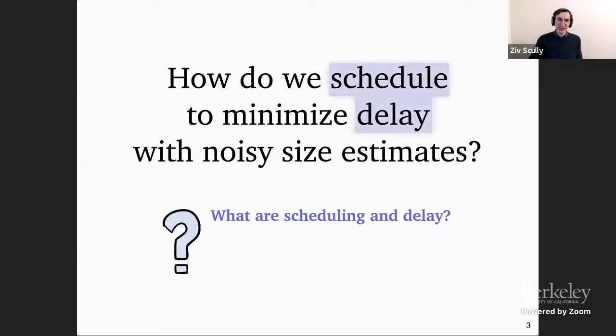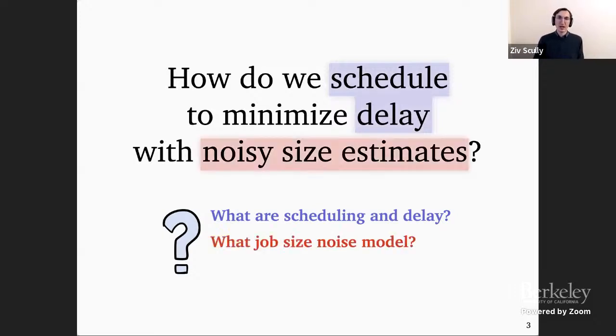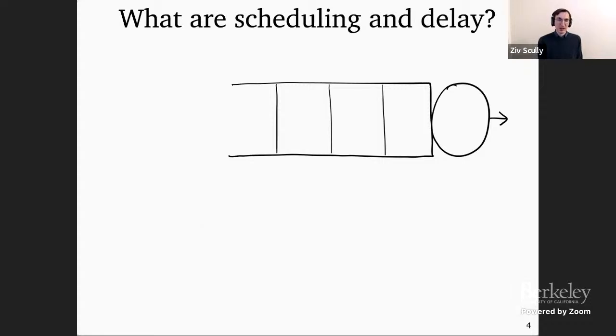So let me start by taking apart this question. What do I mean by scheduling and delay? What sort of assumptions are we going to make on the noise around the size estimates? And what do I mean by minimize? What's a reasonable goal to hope to achieve? So I'm going to answer all of these questions in today's talk. So let's start with what are scheduling and delay. So basically, what is the setting of our problem?